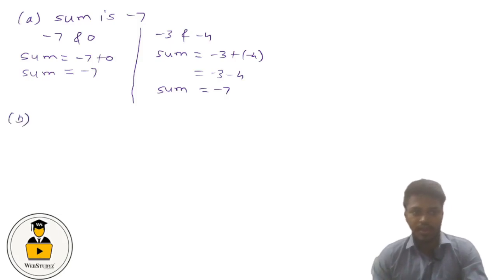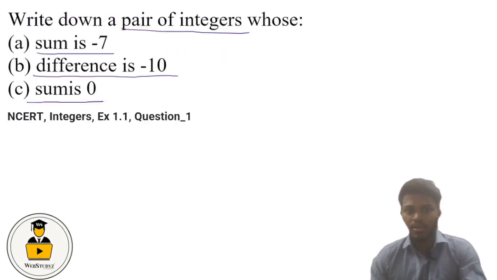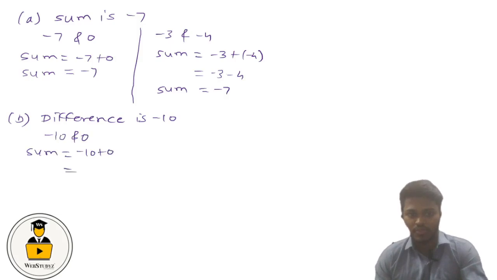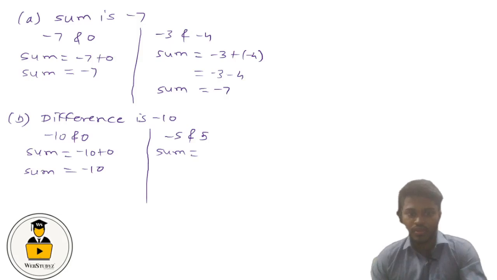Now let us consider the second case, for which we want the difference to be minus 10. So one pair of integers will be minus 10 and 0, because if we find the difference, minus 10 minus 0 will give us minus 10. So one pair of integers is this, and the second will be minus 5 and 5.